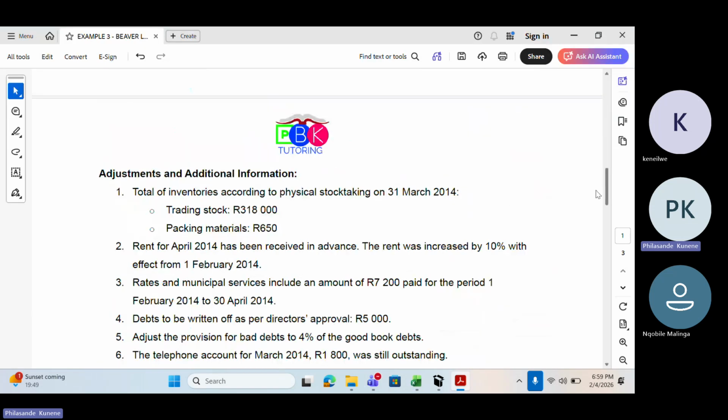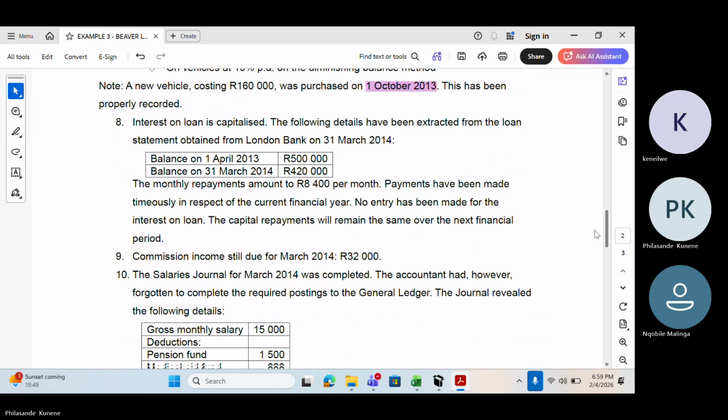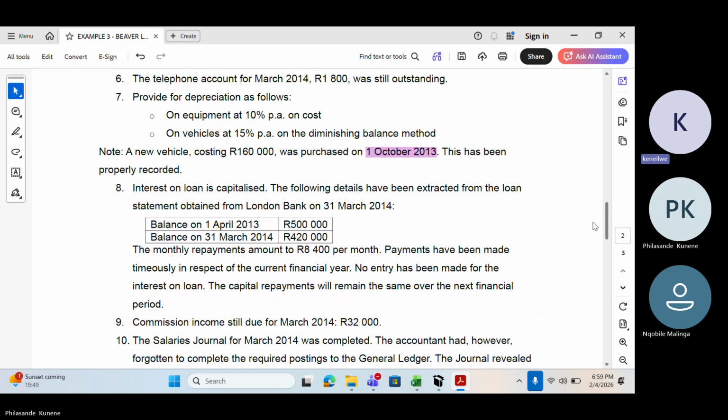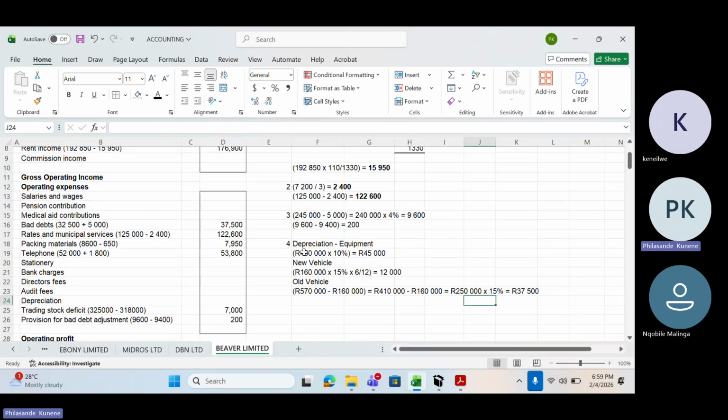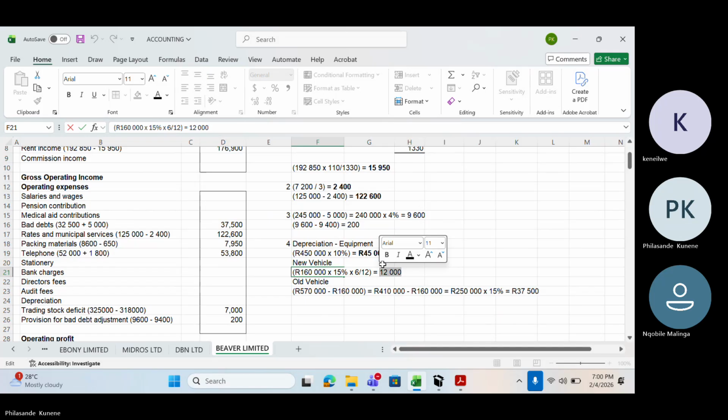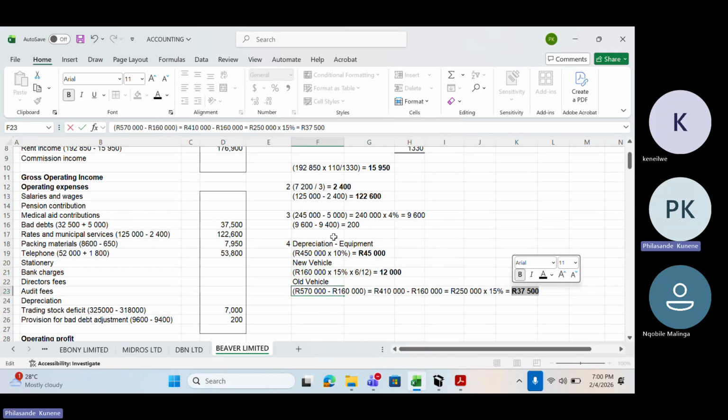Anything else in terms of depreciation that we still need to do? There's nothing else. Nothing was sold here. Which means our depreciation is 45,000 plus the 12,000, plus the 37,500 rands. This is the depreciation that I need to record in my books.